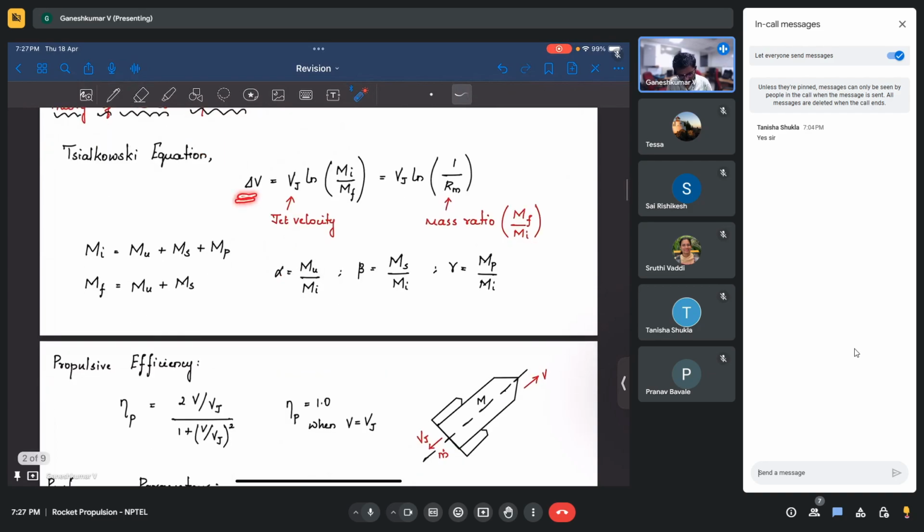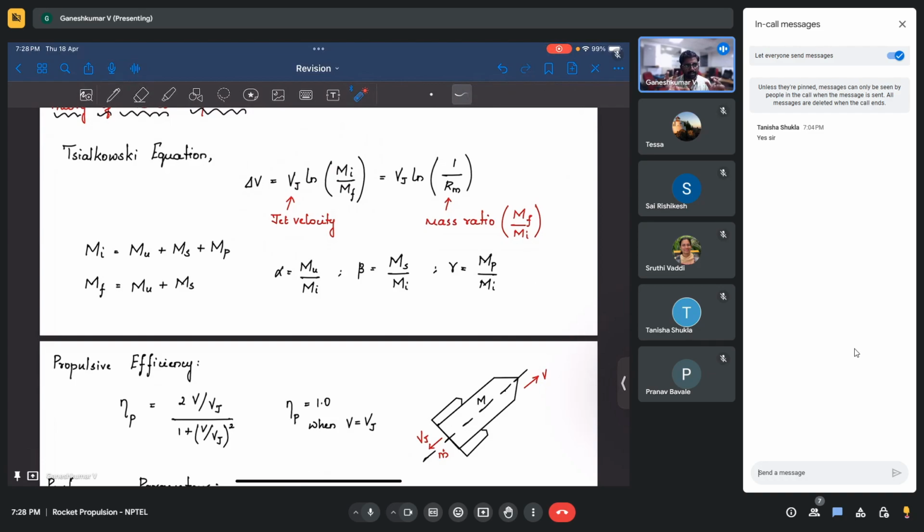So this delta v is nothing but the jet velocity times natural log of mi by mf, where mi is the initial mass and mf is the final mass. Okay, and you can also write in terms of mass ratio. If you have a rocket, there are three components. One is propellant, another is payload, which is a useful mass, which is what I want to put in the orbit, and then additionally you have this structural mass, which is not going to contribute to anything, but it is required for the operation of the rocket.